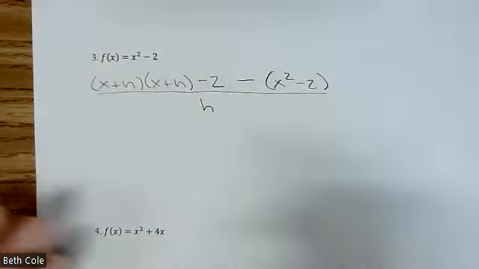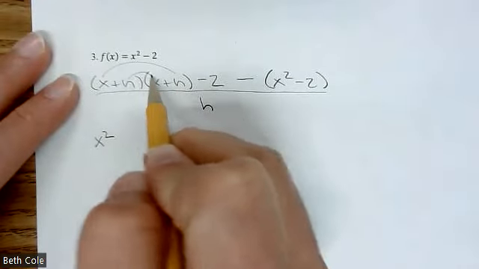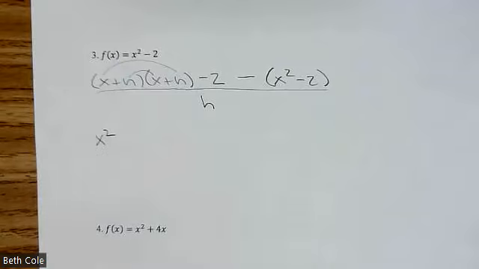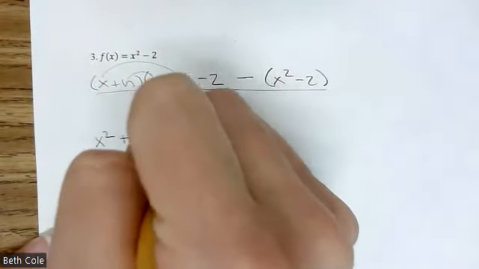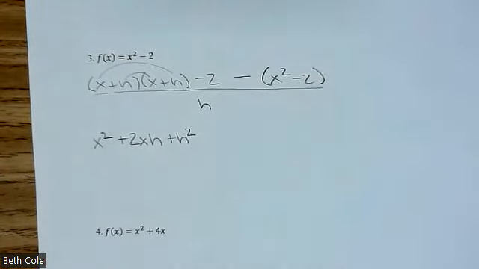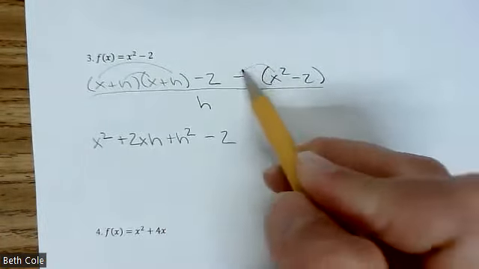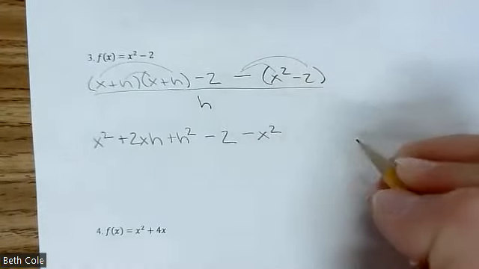X times x. Perfect. The outsides give you xh. The insides give you xh. So together, 2xh. Good. And then h times h is h squared. I'm going to pause here a second and write that on the board because you are going to do that so many times that you would do well just to know that that's what that equals. All right, -2, and then what? Negate those. Good. So minus x squared plus 2.